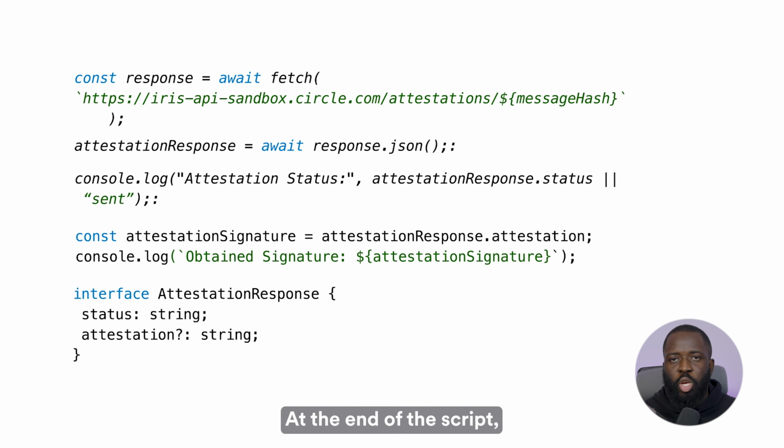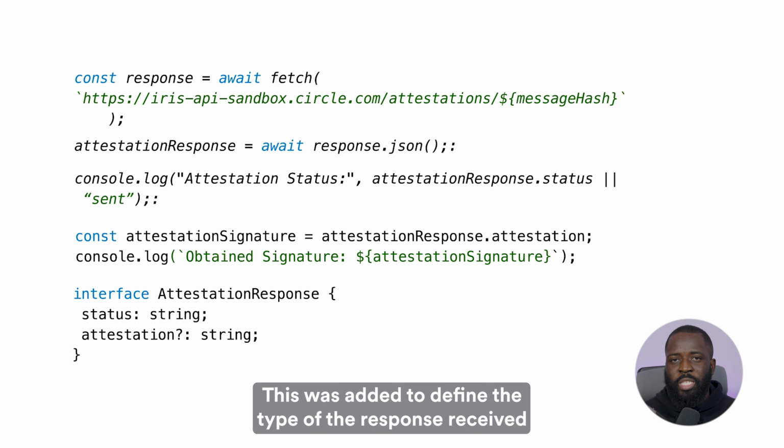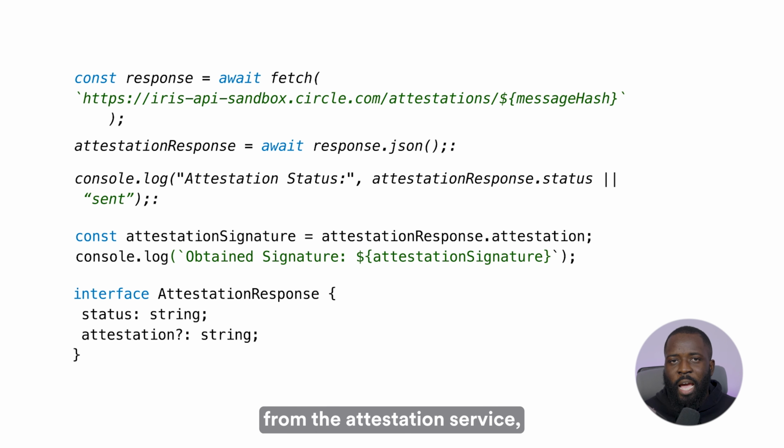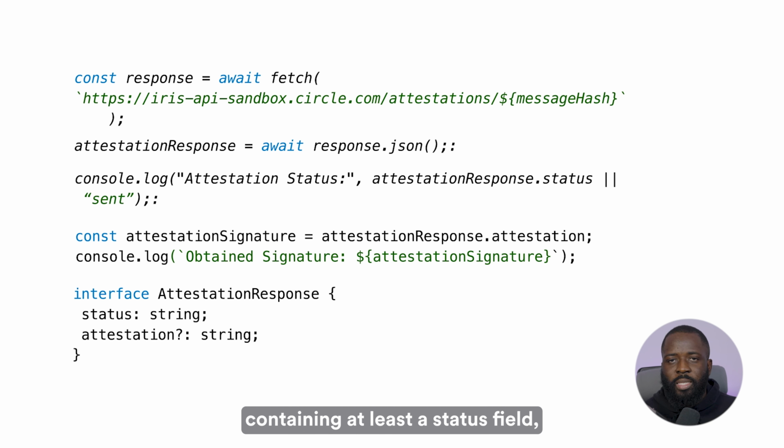At the end of the script, you'll notice that there is a TypeScript interface construct called AttestationResponse. This was added to define the type of the response received from the attestation service and to ensure that the service would return an object containing at least a status field and optionally an attestation field when the attestation is complete. That's it for this video.